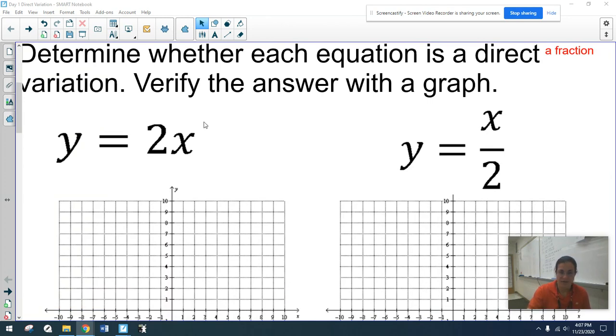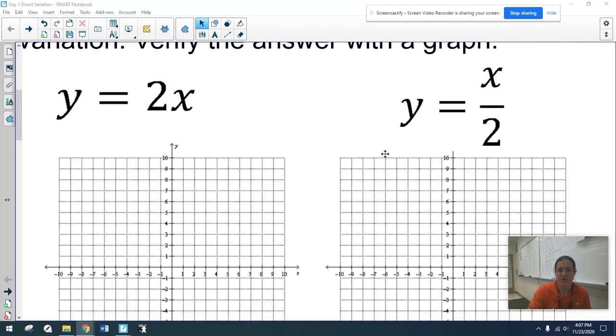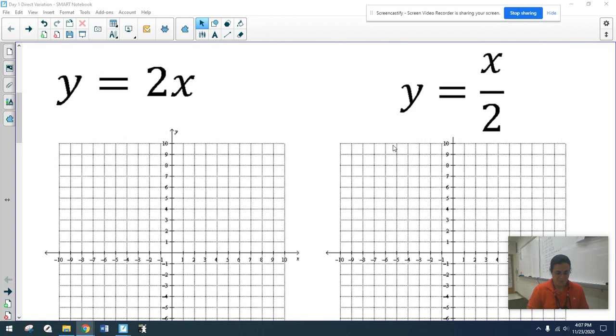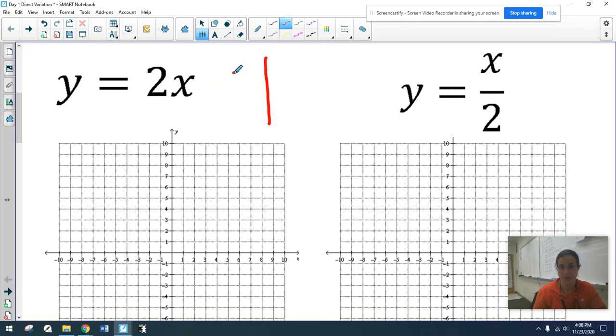There are two different IXLs. It'll say determine if it's a direct variation and verify by a graph. So in other words, what we're going to be doing is graphing. If you graph, all you have to do is stick them in Desmos and find some points. Or, if you like tables, you can use that and do things like this.